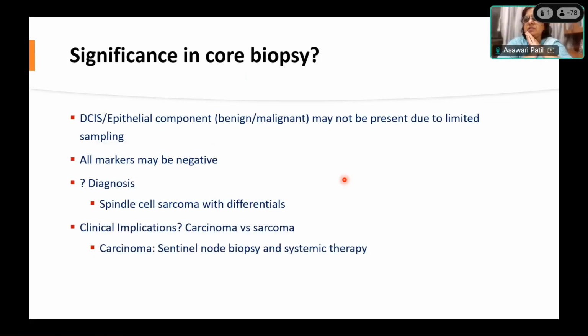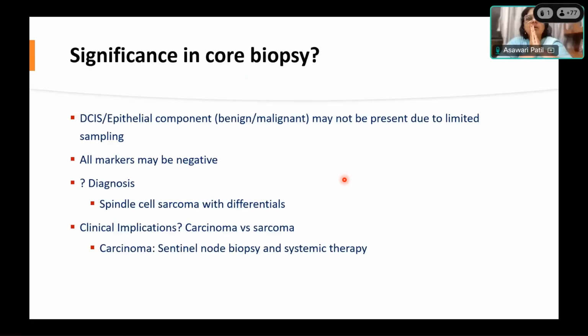For phyllodes versus metaplastic, yes, it is very important to differentiate because our treatment option will change. Our choice of therapy will change. The kind of surgery we want to do will also change. As one of the residents has highlighted, if it's a phyllodes, then there is no need for lymph node dissection unless there are suspicious lymph nodes.